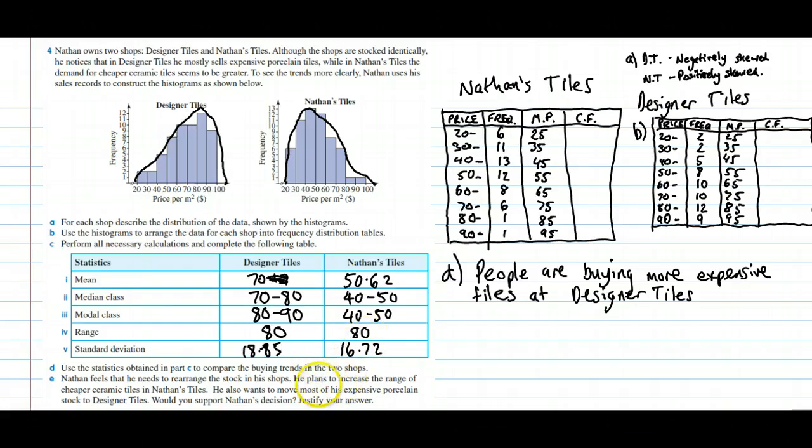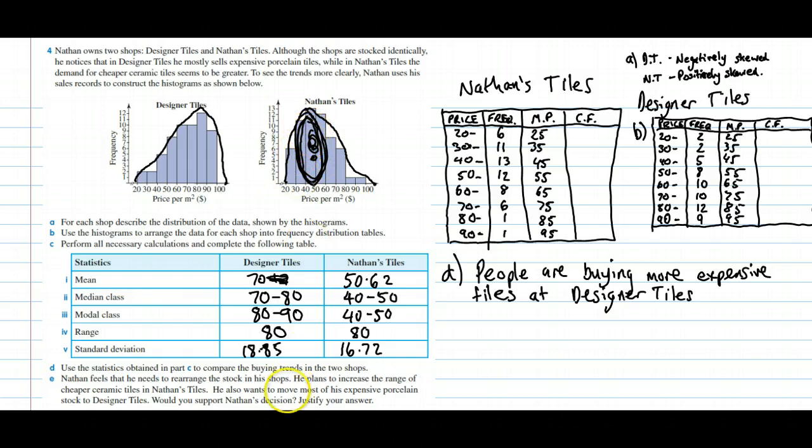Okay, well, his decision seems to make a lot of sense to me, because if he increases the range of his cheaper ceramic tiles, and for Nathan, that's what he's selling more of. He's selling lots of cheaper ceramic tiles at the moment because his median class is lower, the mean is lower. He's selling cheaper ceramic tiles, so he should get more of those in. Increase the range, get more cheaper ceramic tiles in, more different kinds, and he'll probably sell those if he gets them in.